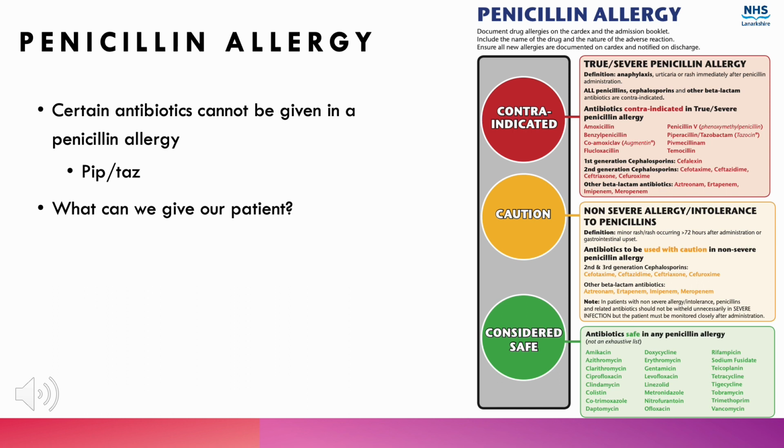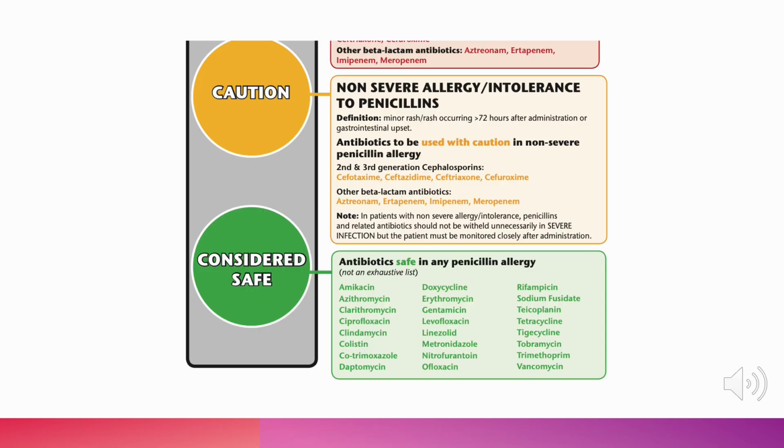Okay, so in our patient, what type of antibiotic would you say that we could give him? So let's say he has a mild rash against penicillin. As you can see, we can either give him anything in the amber box or the green box, and I think usually what we prescribe is clarithromycin. But obviously, depending on your trust, depending on what experience you've had before, go with what your local hospital recommends.